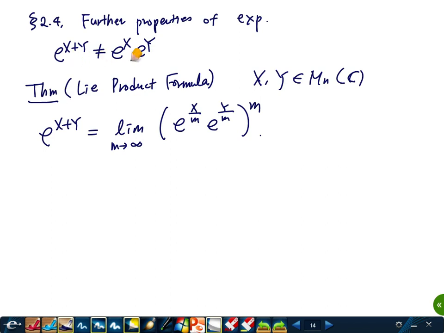We know that this is true if x and y commute. If x and y commute, what happens? This is always e to the x times e to the y. You can just treat them as the usual complex exponential. So this part is just e to the x times e to the y if x and y commute, but otherwise it's not true in general. But if you take the limit, it becomes this.